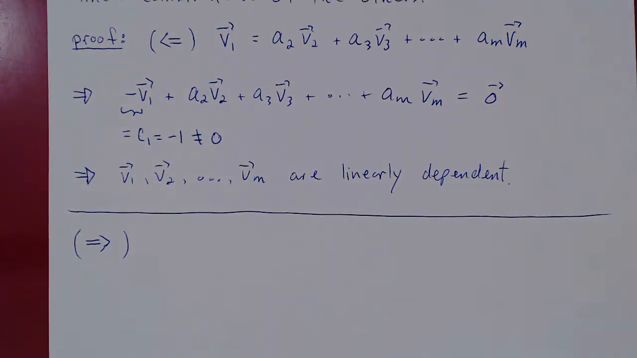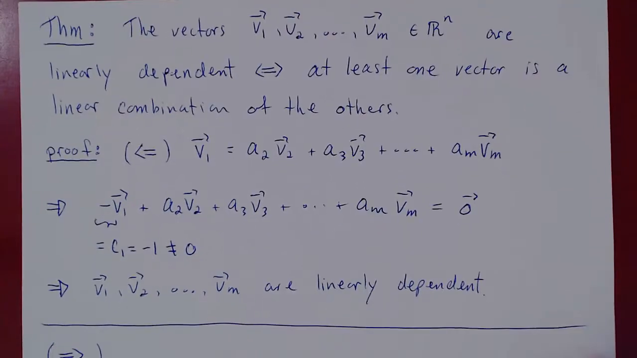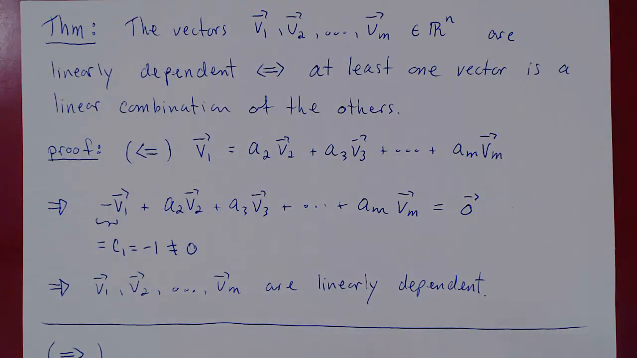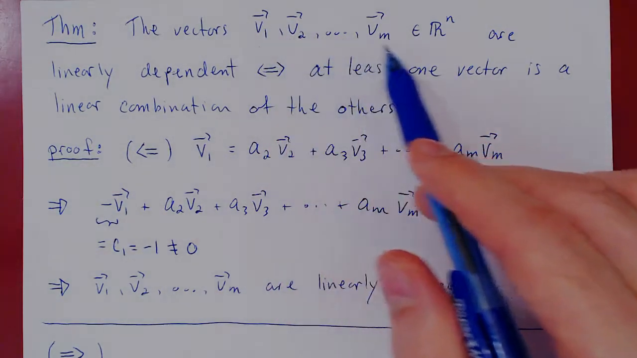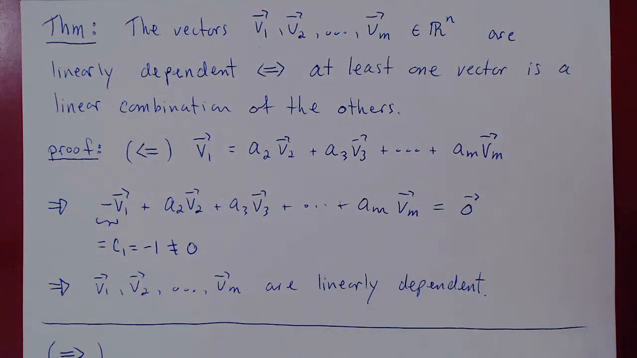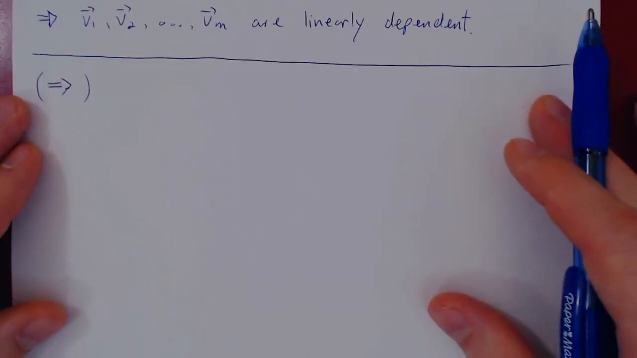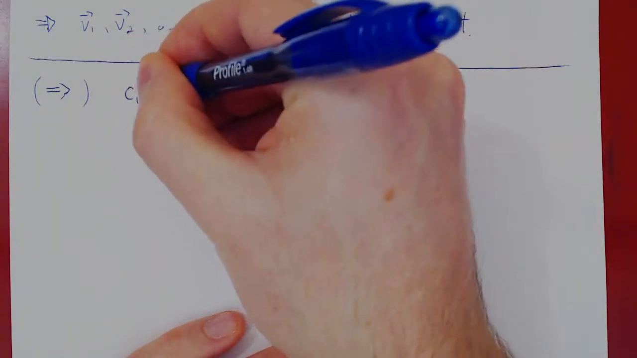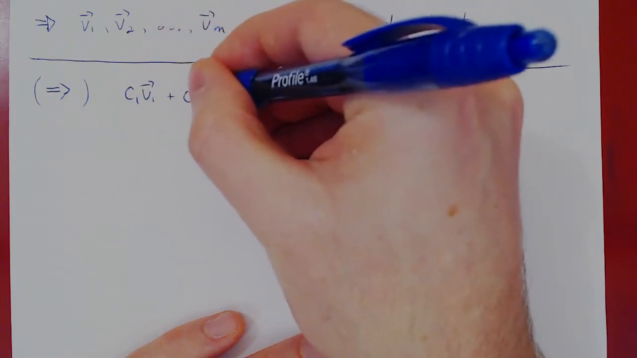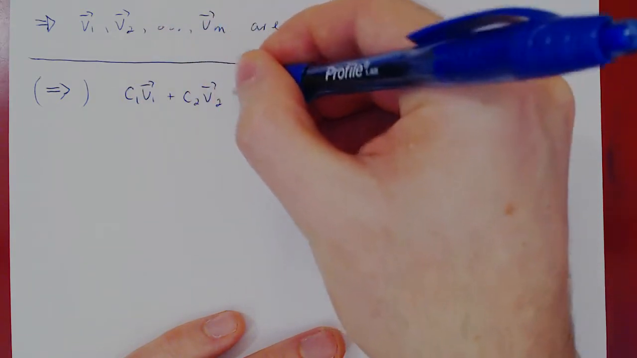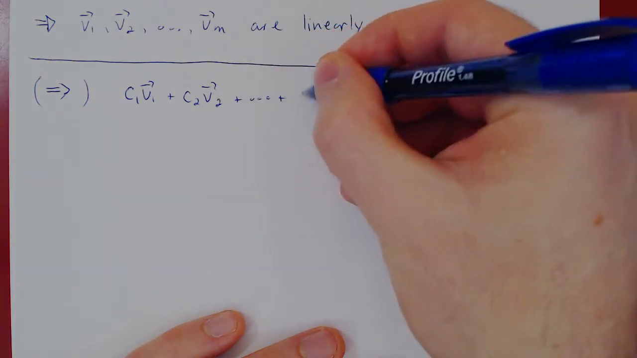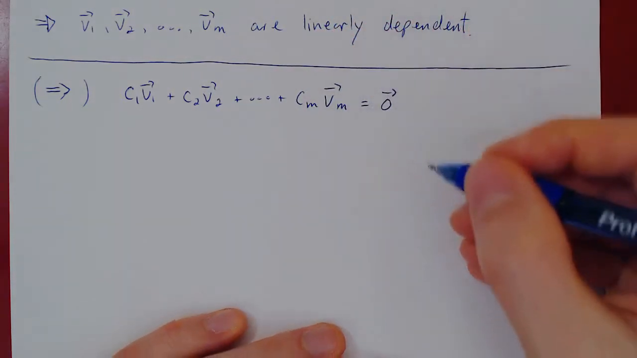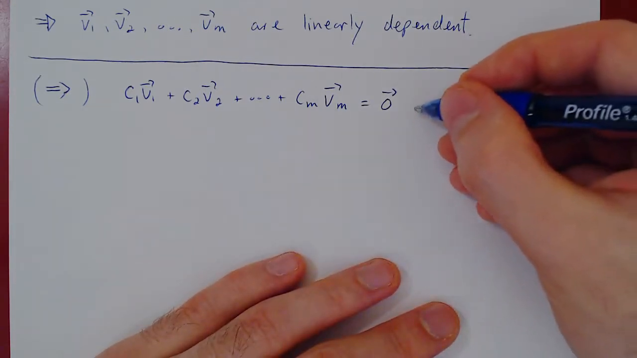So the assumption is that the vectors v1 through vm are linearly dependent. Well, by definition, this means that the linear combination of these vectors giving the 0 vector has a non-trivial solution. So this is our only assumption. So the equation c1 v1 plus c2 v2 up to cm vm being equal to the 0 vector has a non-trivial solution.